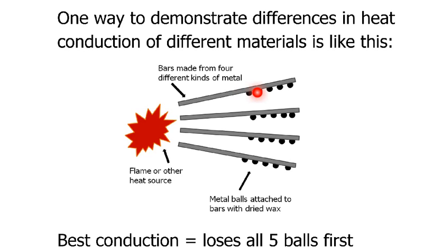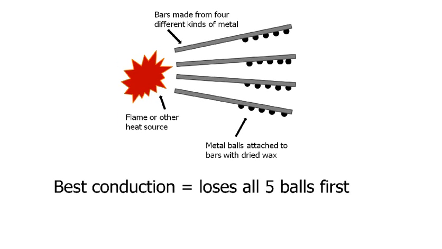First this one, then that one, then this one, then that one, then finally that one. And whichever of these bars loses all 5 balls first is the best conductor. And whichever one is the slowest to lose all of the 5 balls is the worst conductor. All right? So a good conductor of heat basically transfers the heat very efficiently and very quickly. Metals are usually good conductors, although some metals are better than others at conducting heat.